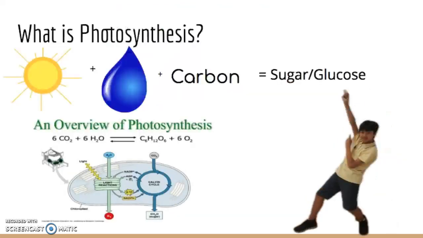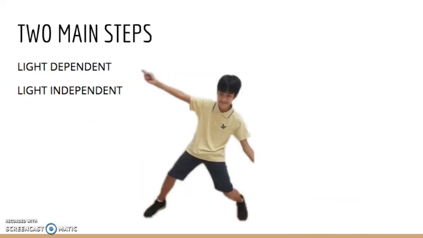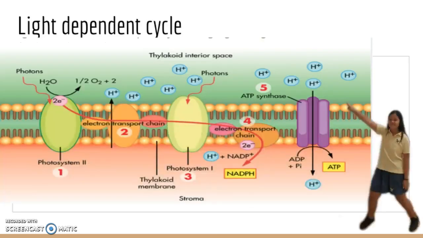The formula for this is 6CO2 plus 6H2O plus light equals C6H12O6 with 6O2. Steps in the photosynthesis process: the light-dependent reaction and the light-independent reaction, also known as the Calvin cycle. Both take place within the chloroplast. The light-dependent reaction is the first reaction that takes place in the chloroplast.